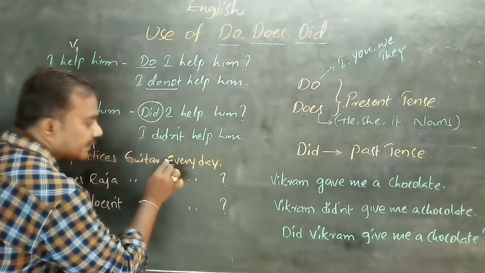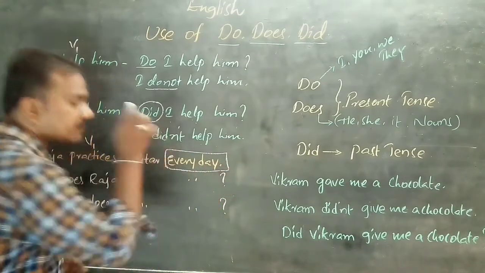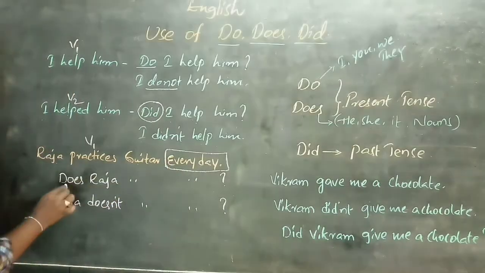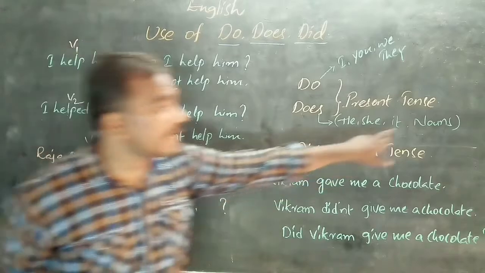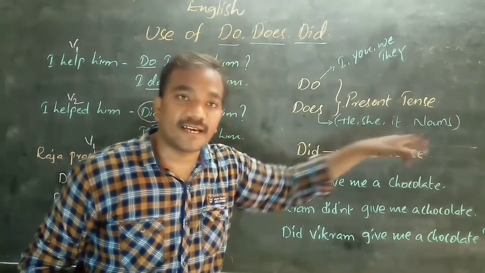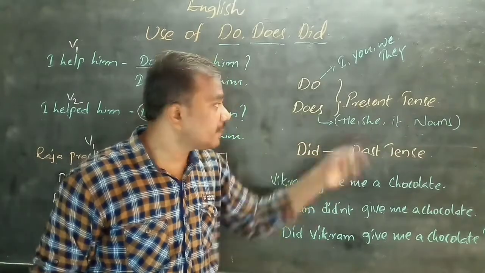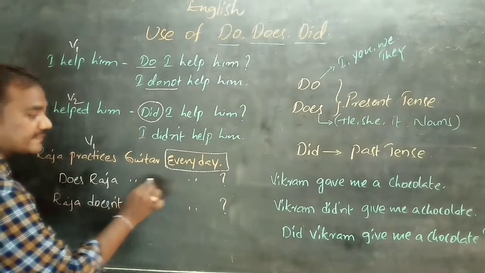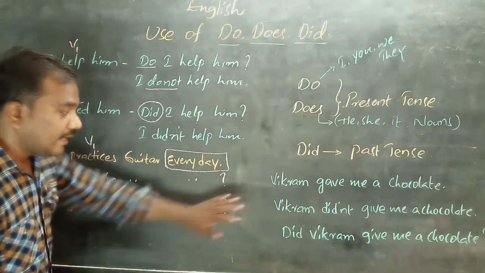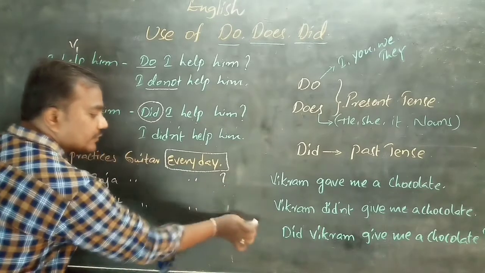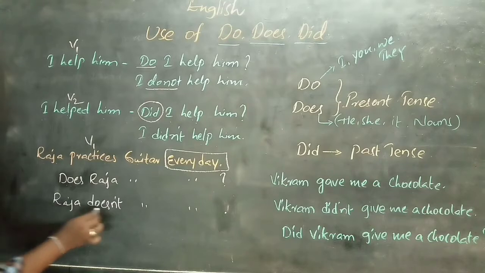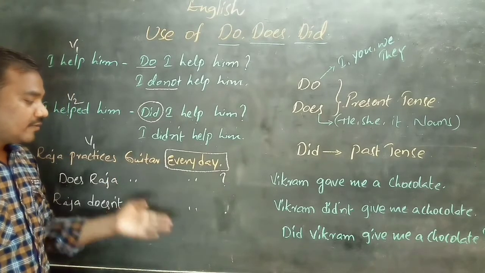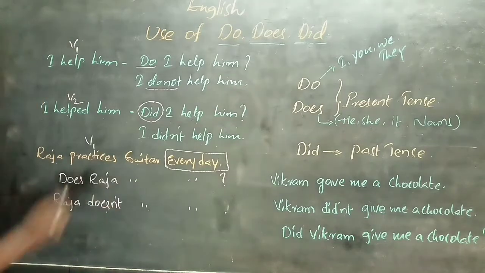And Raja practices, because it is V1 form, simple present tense. To recognize it more easily, since it happens every day, it is simple present tense, because it is a habitual action. Raja practices guitar. Does Raja? Why? Because, as I told you about nouns, third person singular here. I told you at the beginning Raja, Rani, Lata, so I have to take does here. Does Raja practice guitar every day? This comes into interrogation. And then Raja does not practice guitar every day. Full stop. Positive sentence, negative sentence, and interrogative sentence.